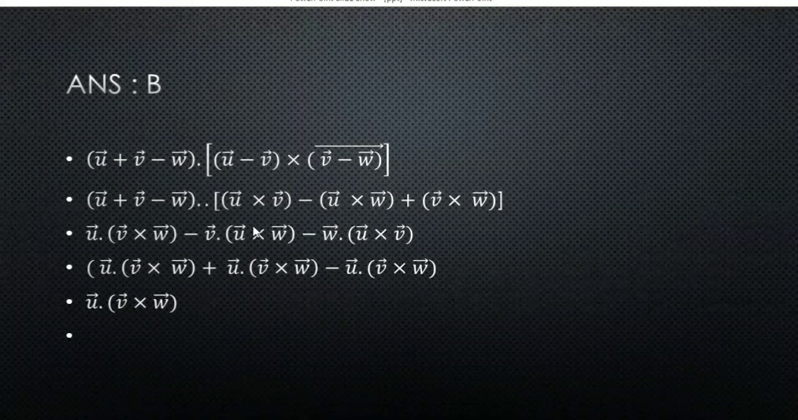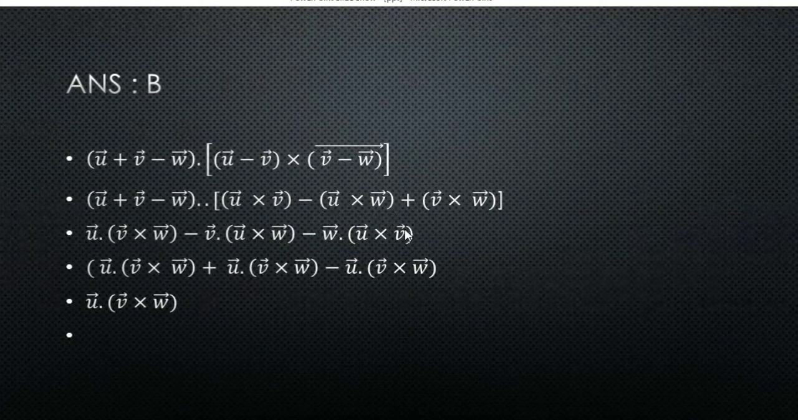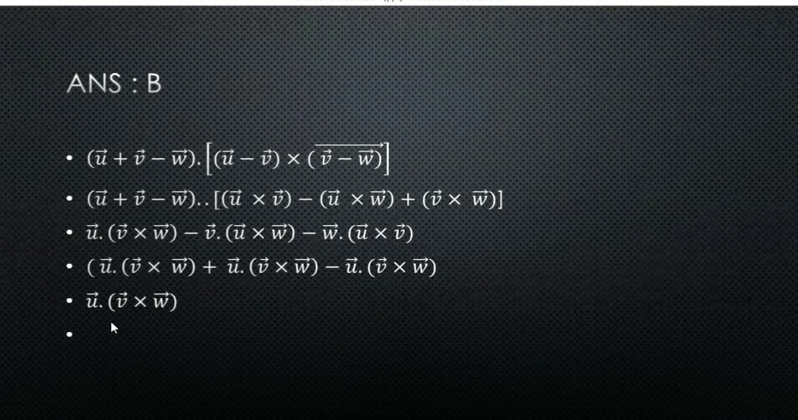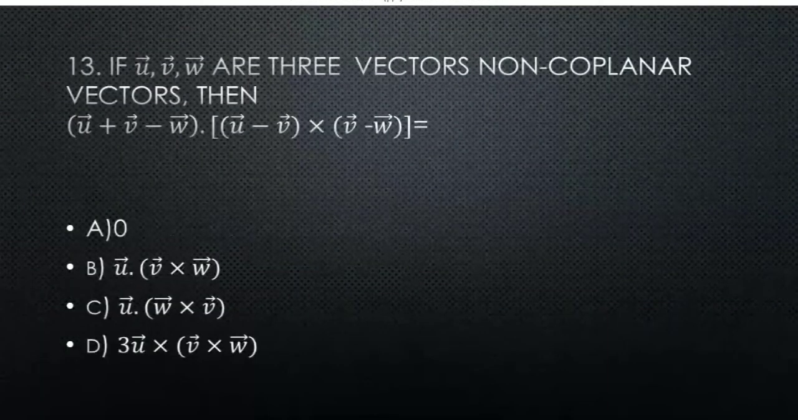Again here also you can see we are writing it this way. So this will be now u vector, then v vector, then w vector. So it is in the cyclic order, right? Whenever this is in the cyclic order, we can write it is the same. So it will be u vector dot v vector cross w vector, so that you can cancel this and this, remaining with u vector dot v vector cross w vector. That is answer B.